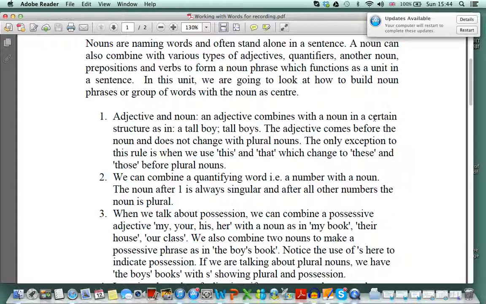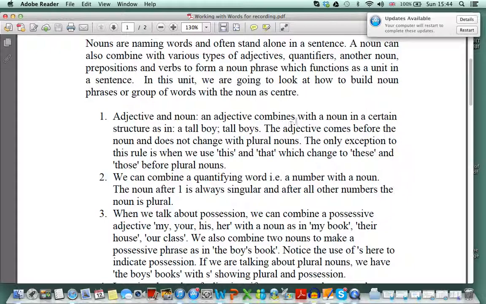One of the first ways we'll look at is combining an adjective and a noun. An adjective combines with a noun in a certain structure, as we see in a phrase such as a tall boy or tall boys. The adjective comes before the noun and does not change with plural nouns. The only exception to this rule is when we use this and that, which change to these and those before plural nouns.